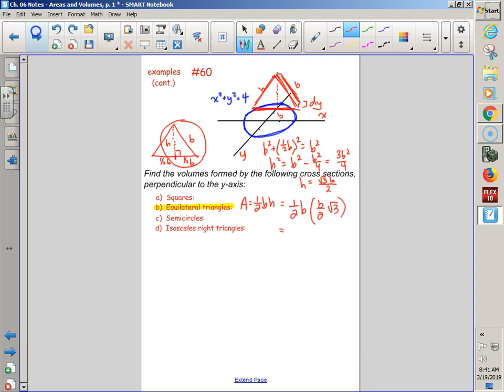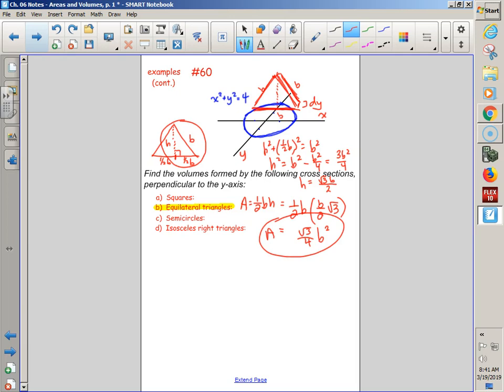And I can end up with root 3 over 4 B squared. Guess what? There is a geometry formula out there that has the area of the equilateral triangle as root 3 over 4 s squared. Well, that's fun. But why does that make all the difference for us?